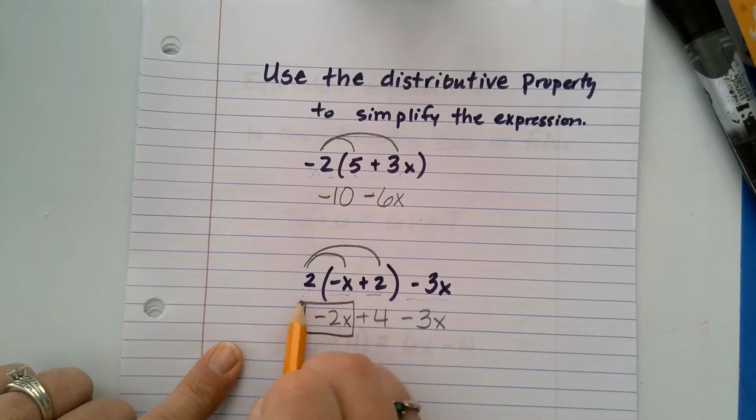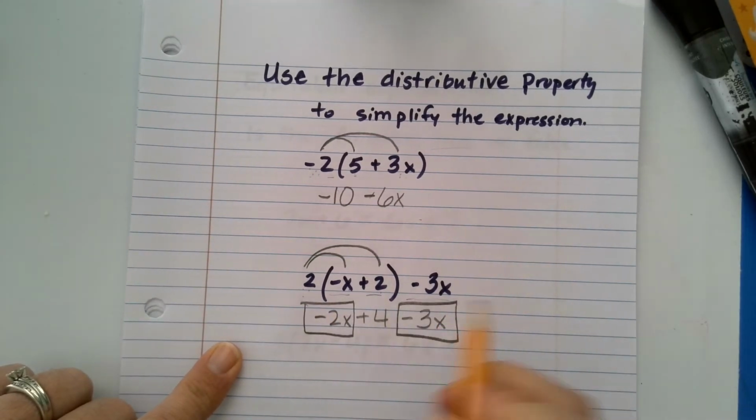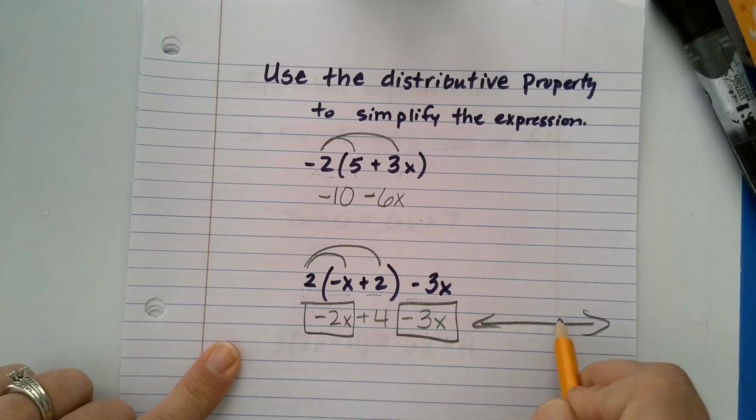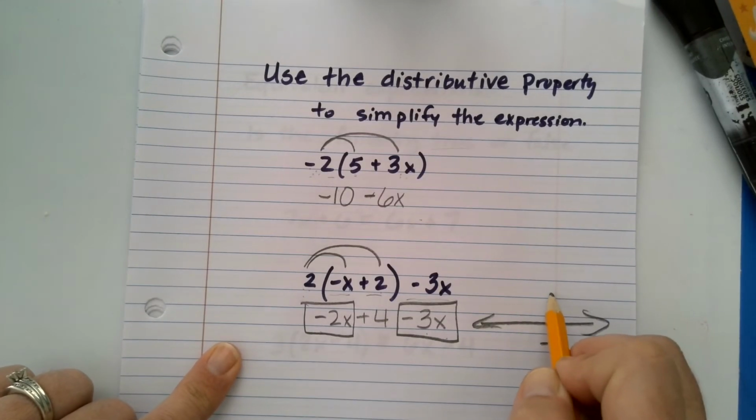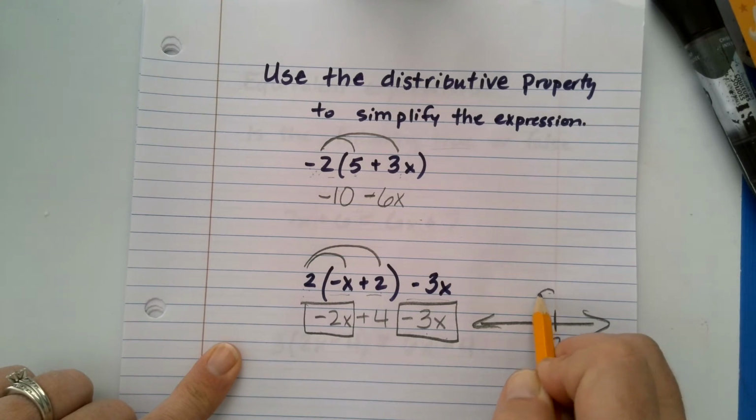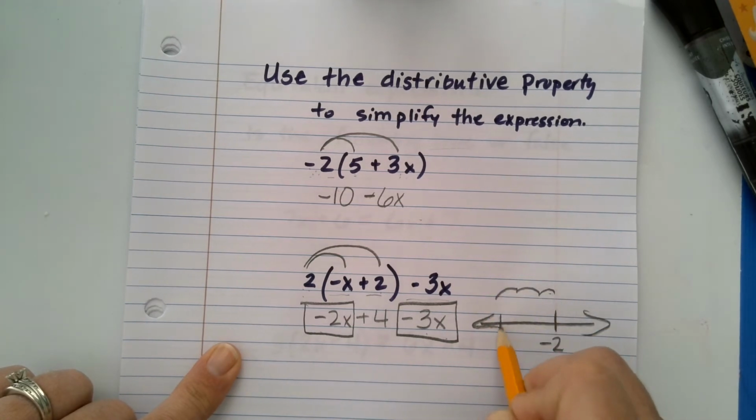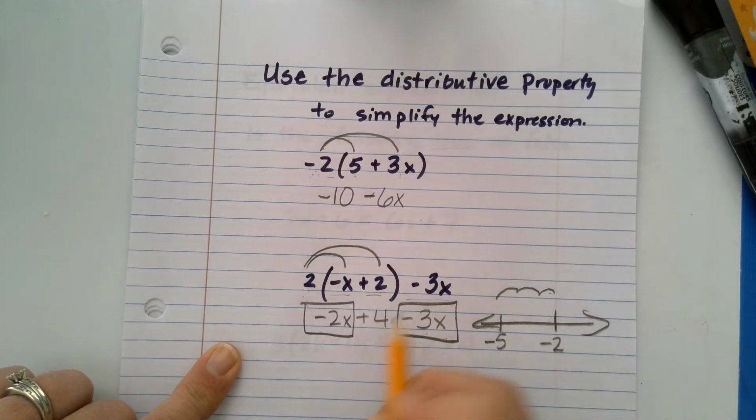Now we're going to put a box around our variable terms and add our like terms. When we're adding a negative and a negative, if we drew that on a number line, remember I always tell you do a number line. We start here at negative 2. We're subtracting or adding a negative number, same thing. So we're going to move this way. So we would end up at negative 5. So that would be a negative 5x plus 4. And we've simplified it as far as we can.